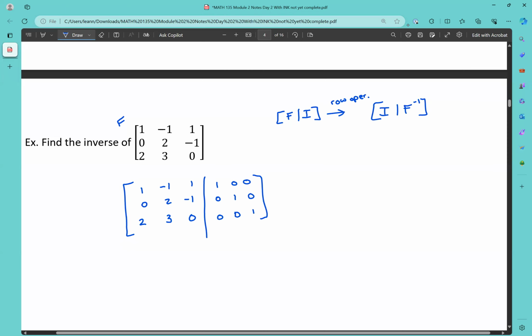So we're going to do row 3 is going to be negative 2 times all the row 1 elements, because that's our pivot element in that column, plus the row 3. Row 1 and row 2 are just coming over as is.